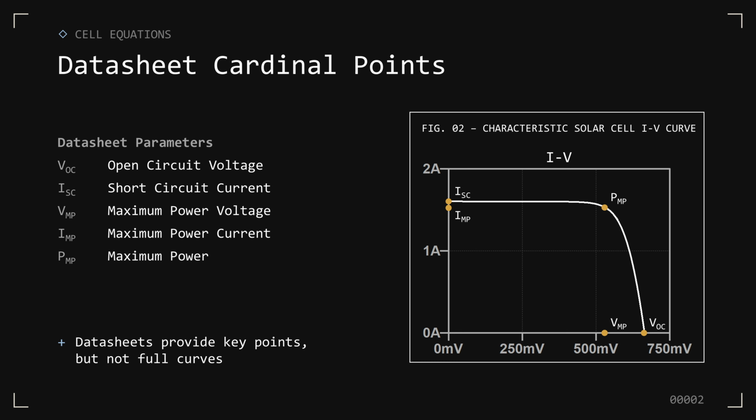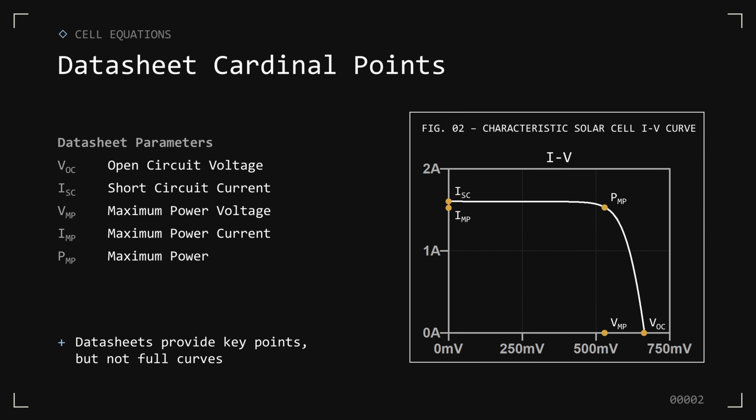Going from left to right on the graph, shorting the output of the cell gives ISC. The output voltage is 0, and the current is the highest that the cell can generate. Next, the knee of the curve is the max or peak power point, the load condition where the cell can generate the most power. Last, if the output of the cell is completely open, the output current is 0, and the voltage generated is the open circuit voltage.